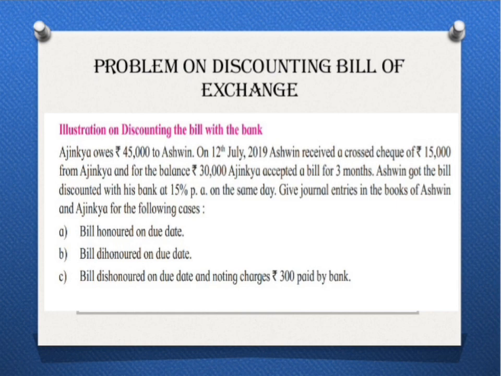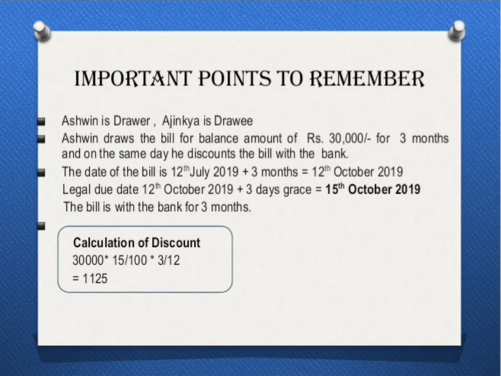If the bill gets honored on due date; second, the bill is dishonored on due date; and third, the bill is dishonored on due date and noting charges of rupees 300 are paid by the bank. Now before solving the problem, what will we have to do? We will have to remember the important points.